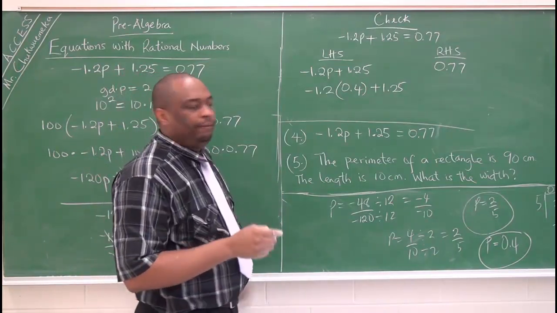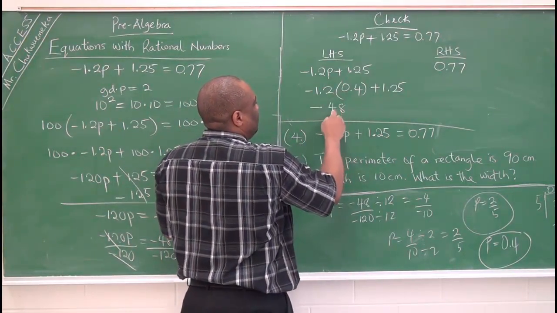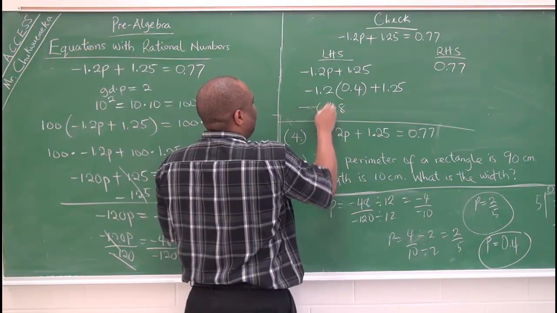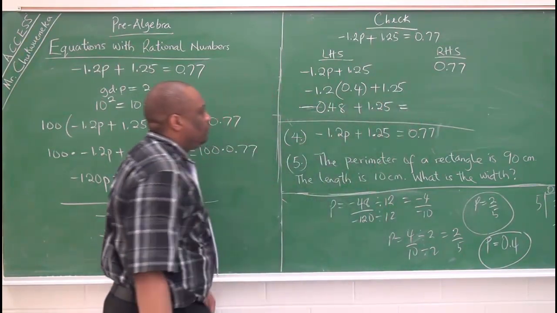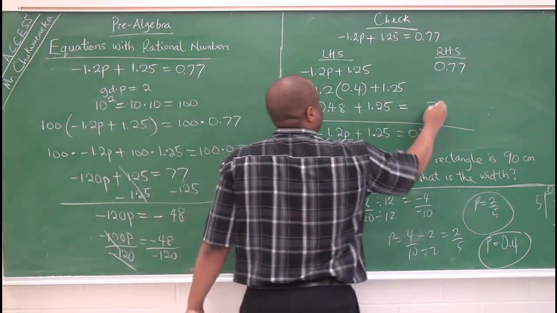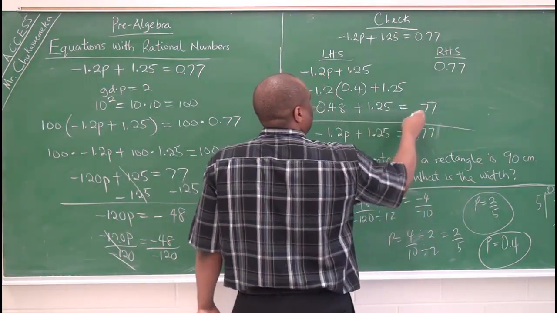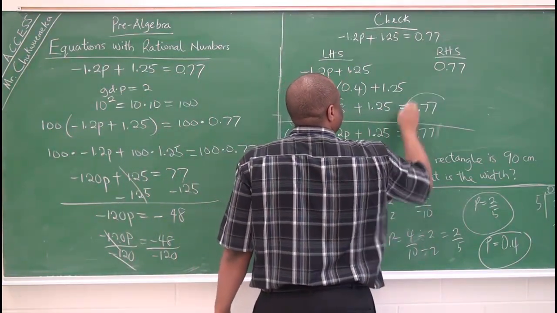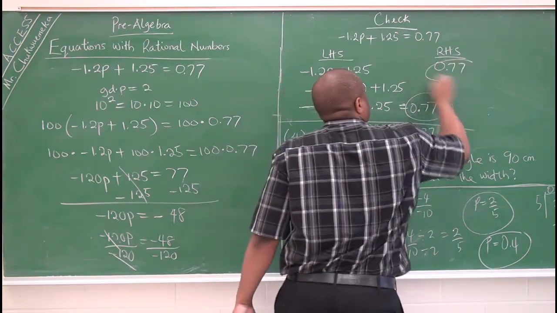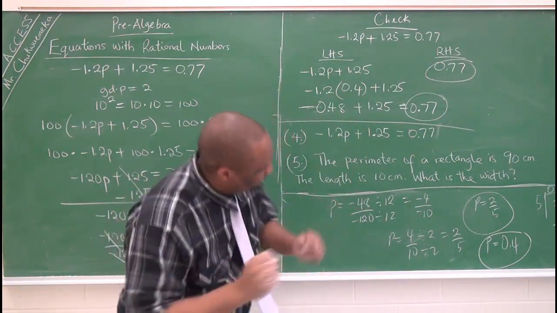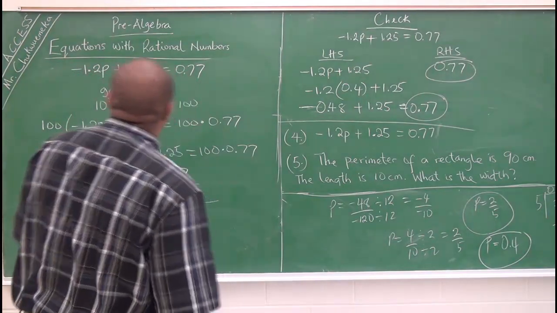12 times 4 is what? 12 times 4 is 48. And this is 1, 2 decimal places. So this is now negative 0.48 plus 1.25. So what will it give? 15 minus 8 is 7. 11 minus 4 is 7. And 0 minus 0 is 0. 0.77. So 0.77 on your left, 0.77 on your right. And that's the way you do that.